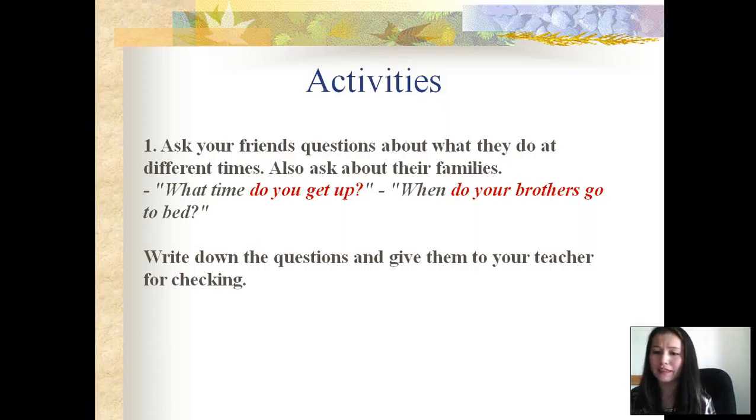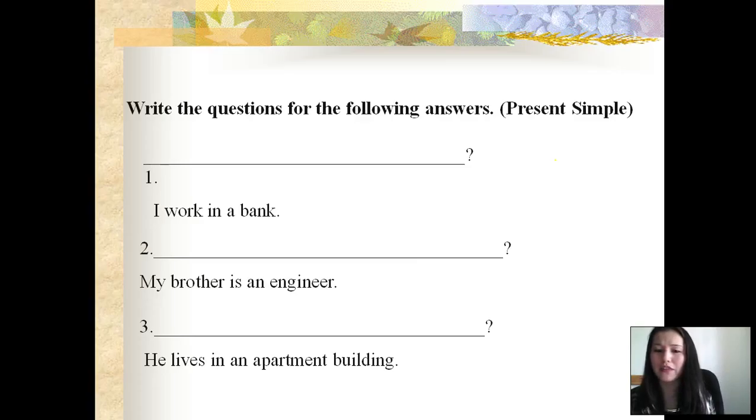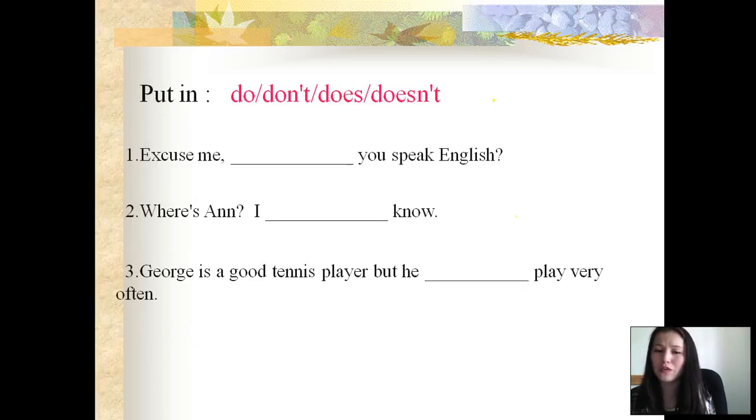Also, here are some activities. You have to ask your friends questions about what they do at different times. Also, ask about their families. For example, what time do you get up? Or when do your brothers go to bed? Write down the questions and give them to your teacher for checking. And also there we have the second task: write the questions for the following answers. There are answers, you have to write the question. Also the next task is to put do or don't, does or doesn't.